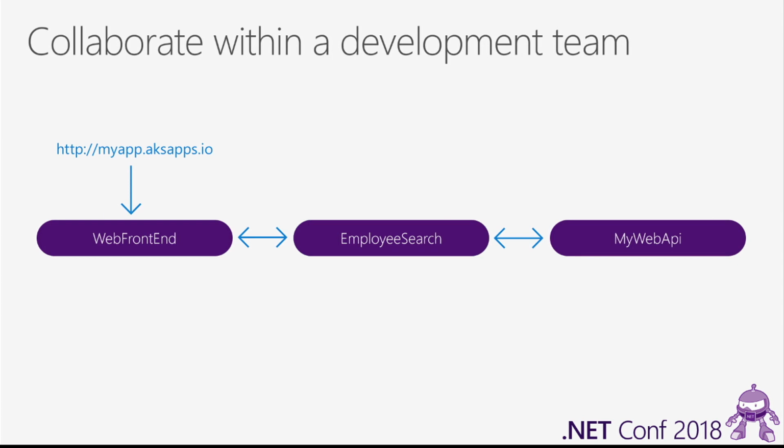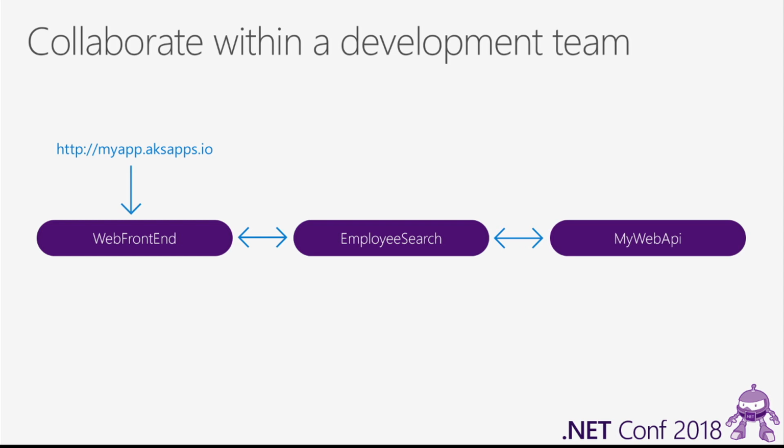Another feature that really helps with collaboration is the concept of spaces. So here you can see a diagram of a small microservices-based application. There are 3 microservices that make up this application: Web Front End, Employee Search, and My Web API. They're communicating with each other. And you can see that there's a public-facing URL that you can use to access this application.